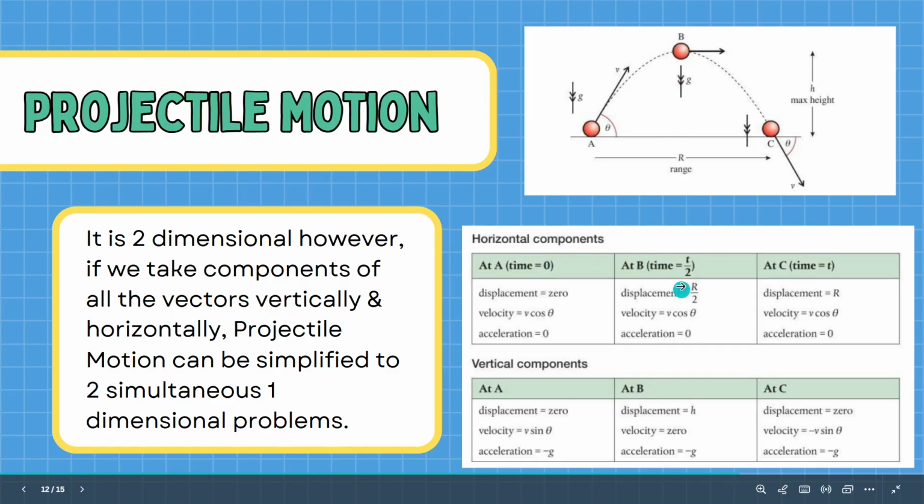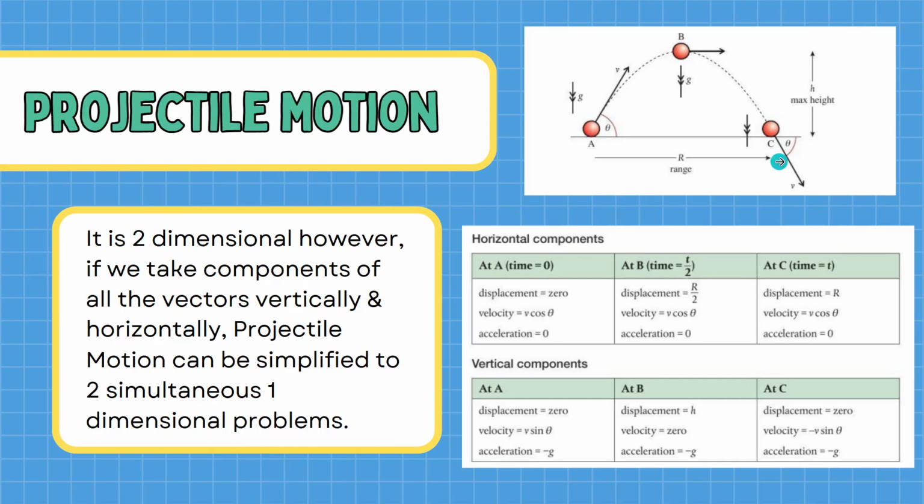At B, however, the displacement is R by 2. R is the total distance, the displacement it would go, and it's just R by 2. Acceleration is again zero, velocity remains the same. Similar here, the displacement is just R. On the other hand, vertical component has displacement zero. Of course, it's not going above anywhere, it's still on the ground.